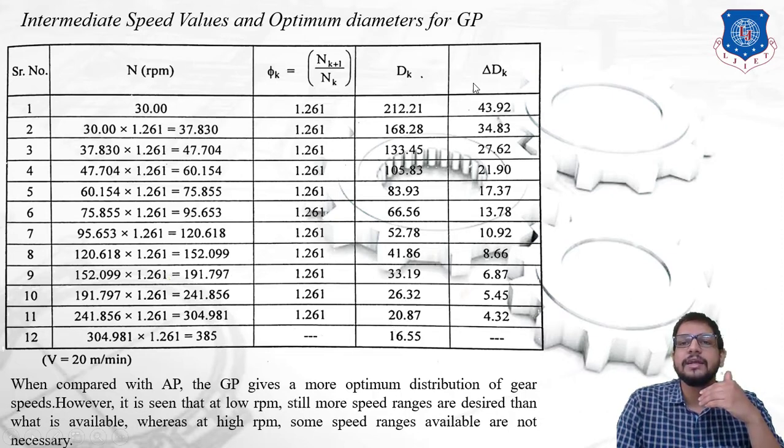And now delta dk. I have explained what delta dk is: it is a diameter range. This indicates that for shifting the speed from 30 rpm, that is n1, to n2, that is 37.83 rpm, how much material has to be removed? 43.92 mm of material has to be removed, which means initially it was 212.21, and after removing this much material, the next diameter of the workpiece would be 168.28 mm.